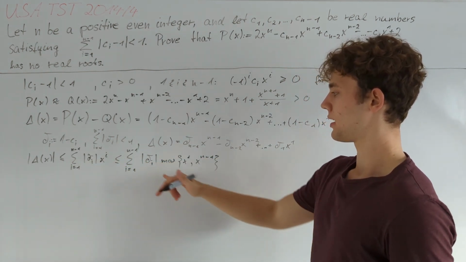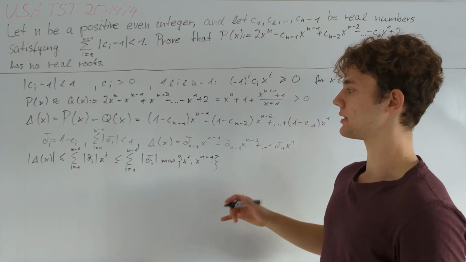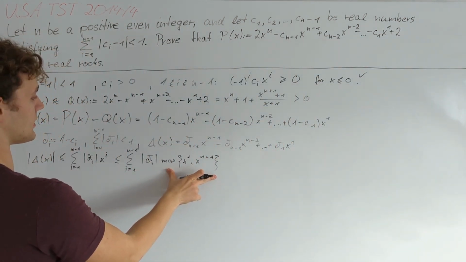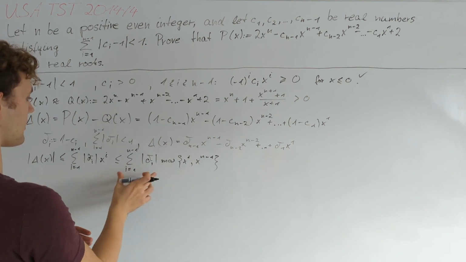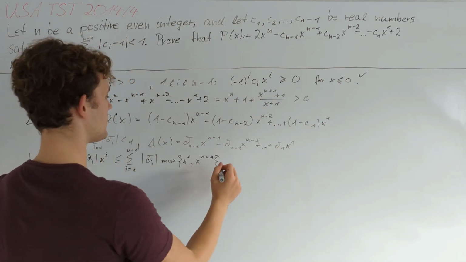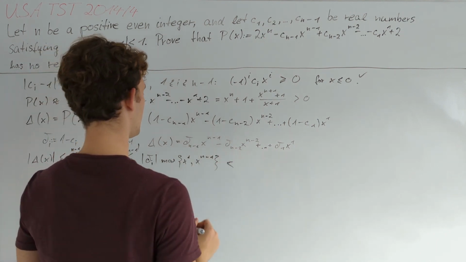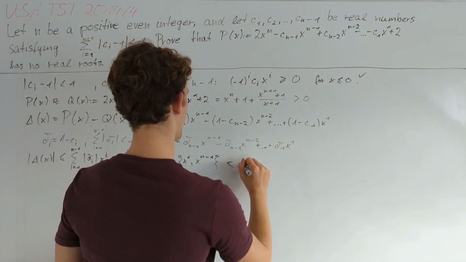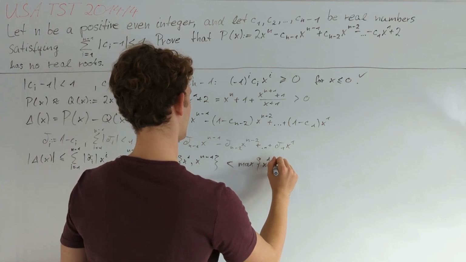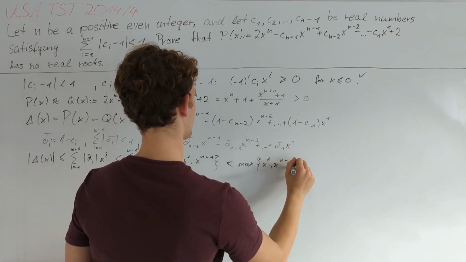Now this we can evaluate nicely, or rather say that, because each of those is equal, we can pull it out of the sum, and therefore we can use the fact that this sum is less than 1. So all of this is less than the maximum of x to the power of 1 and x to the power of n minus 1.